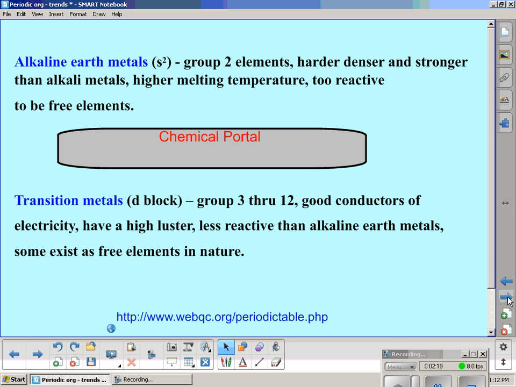Let's talk about transition metals next. They are group 3 through group 12. Those are all the D block elements. They're right in the center of the periodic table. They are excellent conductors of electricity and actually heat too, for that matter. They have a very high luster, or kind of shiny. They're always absorbing and emitting photons at about the same frequency. It makes them look very shiny.